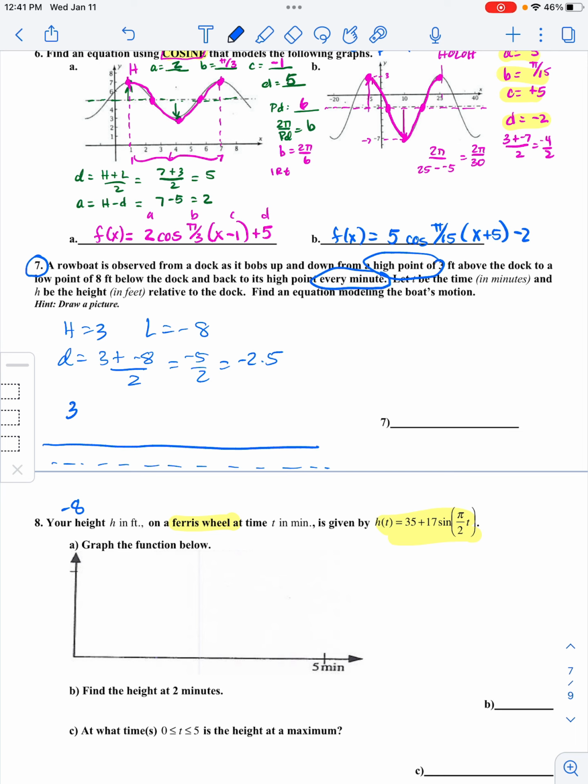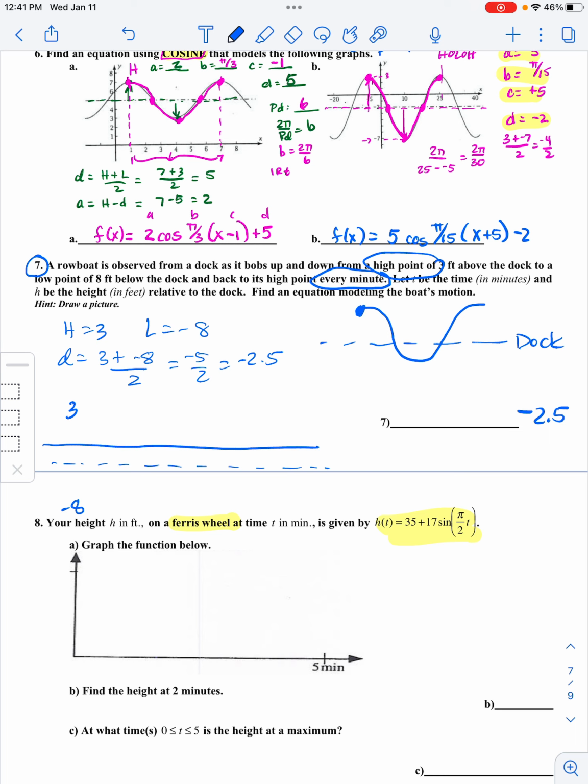Okay, it goes to its high point every minute. I'm just trying to think about the quiz. The quiz talks about minutes, and you can just use that minute as your answer, like you can use 5 minutes as a 5. So it says, let time be in minutes and h in feet relative to the dock. Write an equation for its height. It's going to basically be going high and then down towards the dock and then down to the low and then back up. And so this is going to be our dock, and our dock is located at negative 2.5 as a D value.